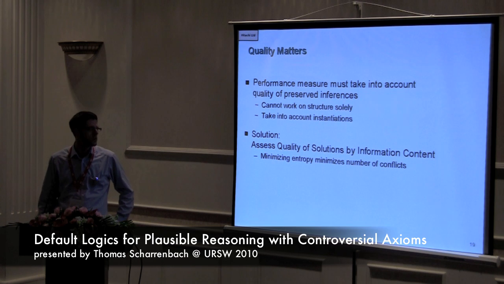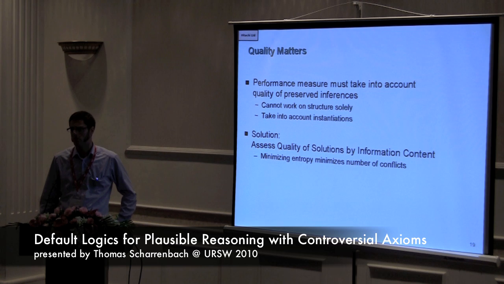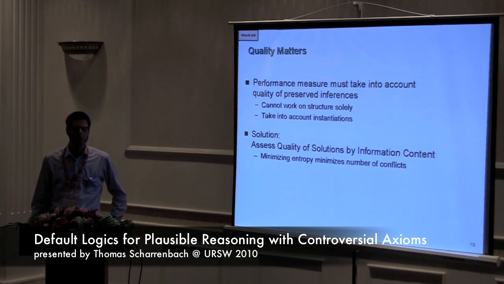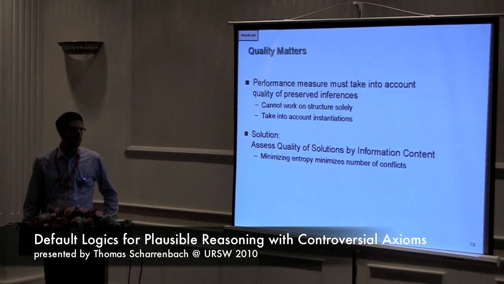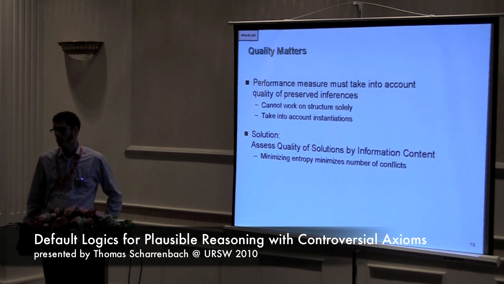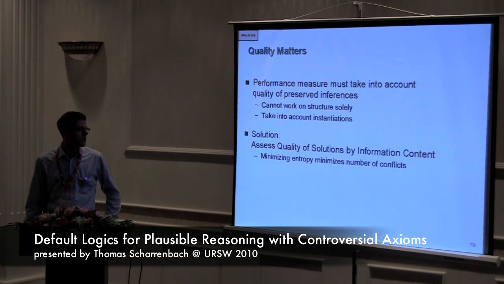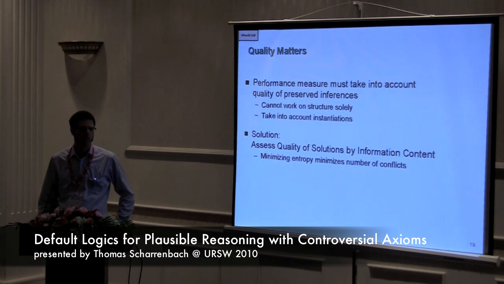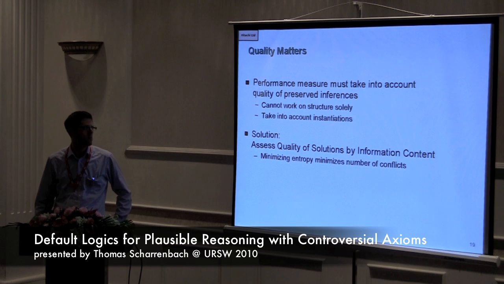And the second proposition that we make is that we have to take into account instantiations, because this is the very thing that people are working with in the end. And our solution that we proposed in this paper is that we want to assess the quality of a possible solution by the information content. And the information content in computer science is usually measured by the entropy. And so what we think would be the best solution to overcome this ambiguity or uncertainty is to choose solutions based on an information content measure.